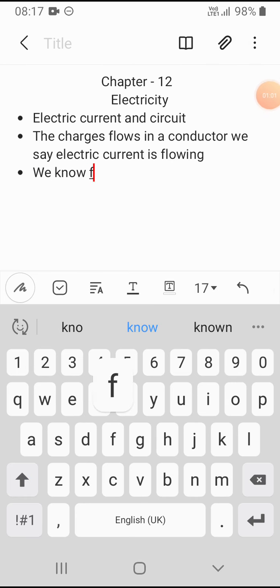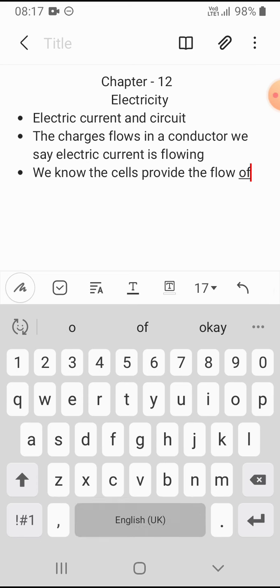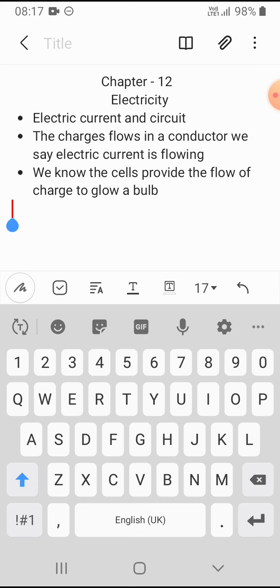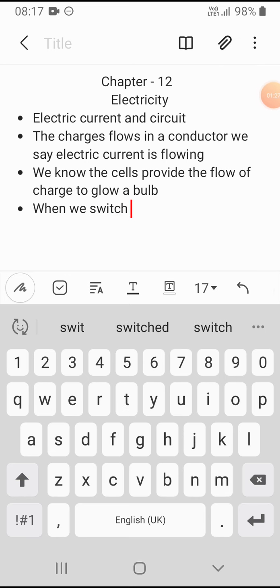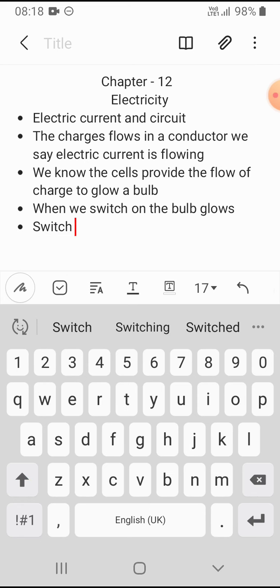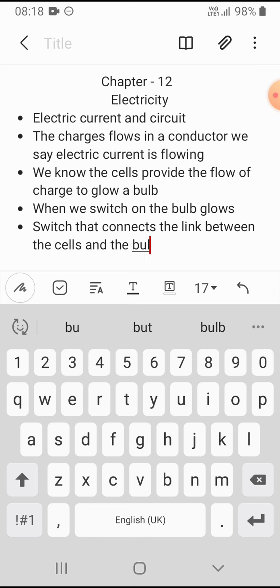We know the cells provide the flow of charge to glow a bulb. If a bulb is glowing, the current is flowing to it and then it glows, as you know. When we switch on the current, the bulb glows, because the switch connects the link between the cells and the bulb.